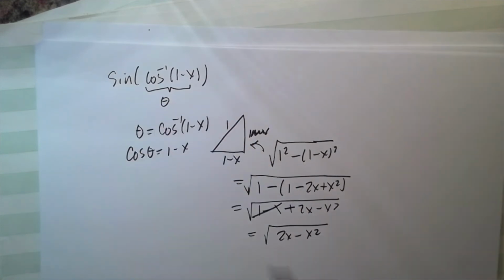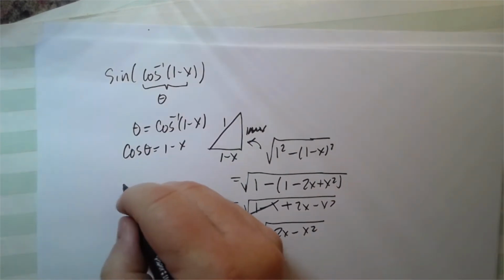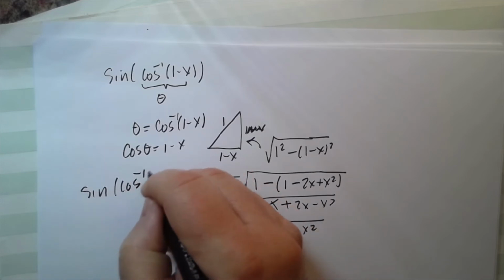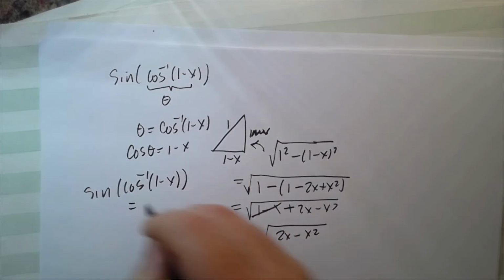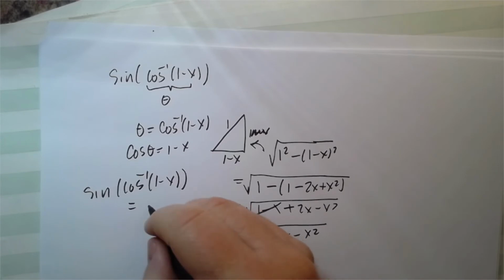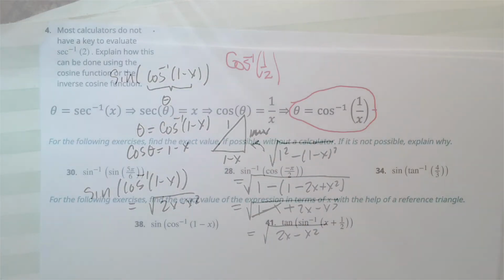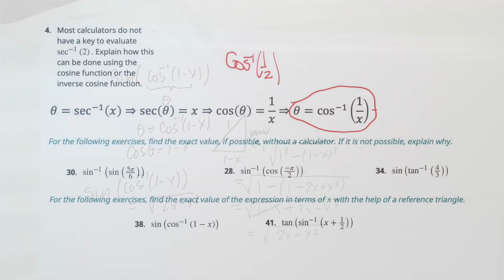So then my sine would be opposite, which is this thing. So the sine of the cosine inverse of 1 minus x is opposite, which is this piece, square root of 2x minus x squared over 1, which is just that. And we have our sine.